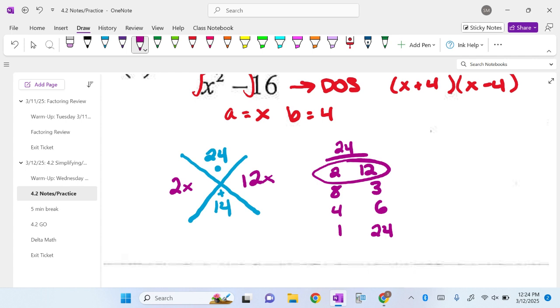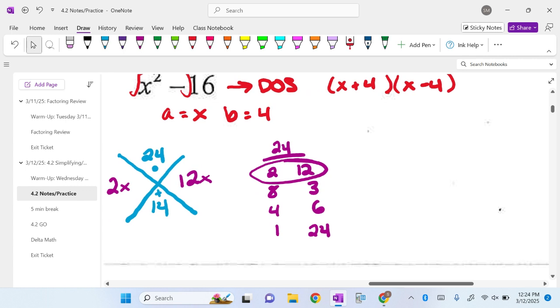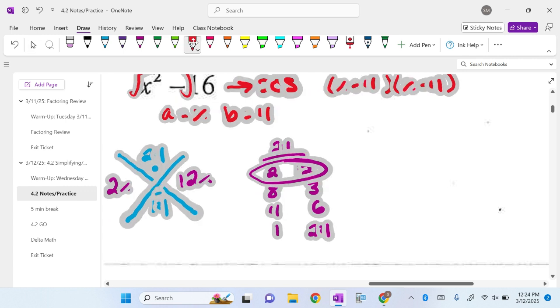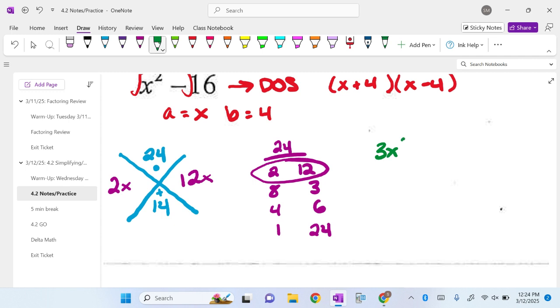So do you guys want me to do a reverse box or do you want me to do the grouping? What do you guys want me to do? Grouping? All right, I'll do grouping. So if I want to do grouping, I want to use my original. So that would be 3x squared, and I'm replacing the 14x. So I'm going to do plus 2x, plus 12x, and then plus 8.